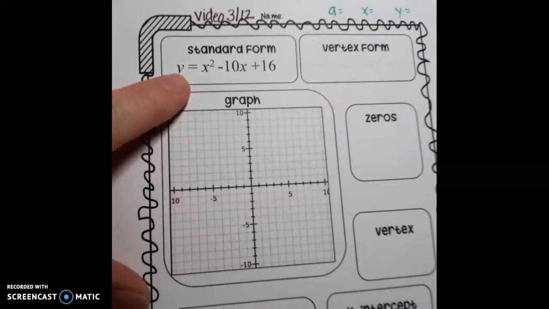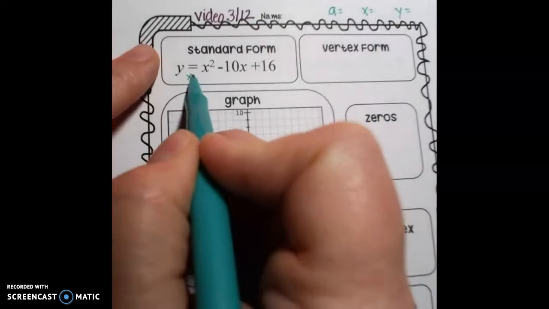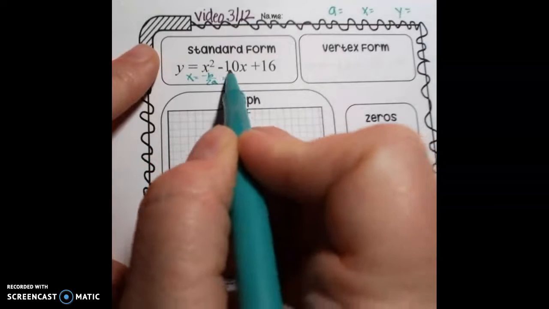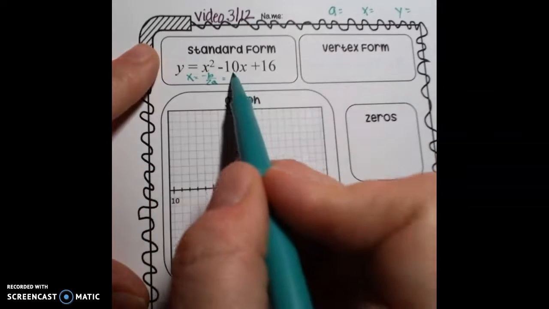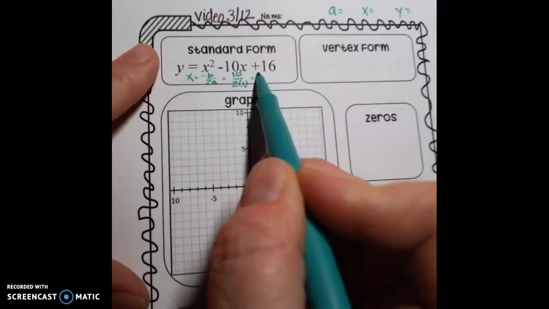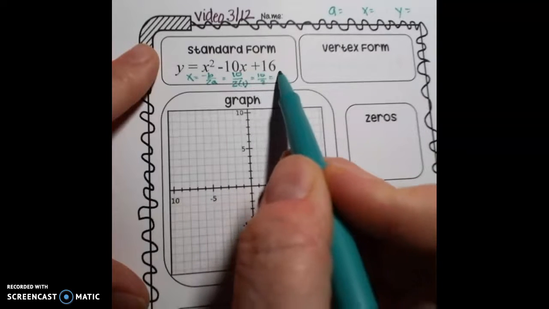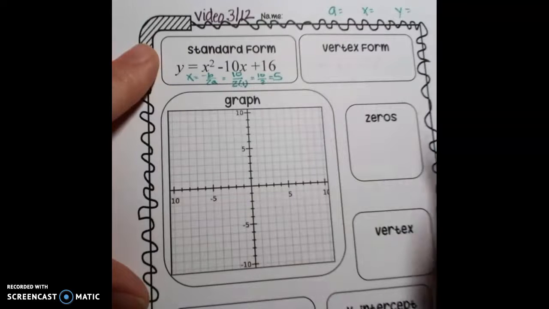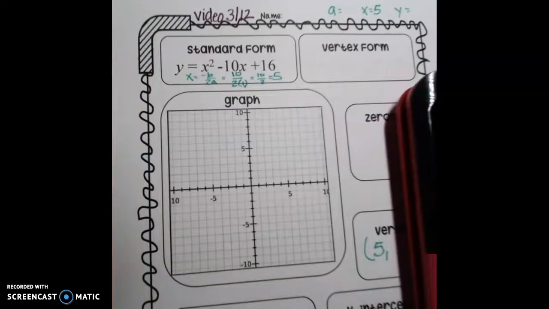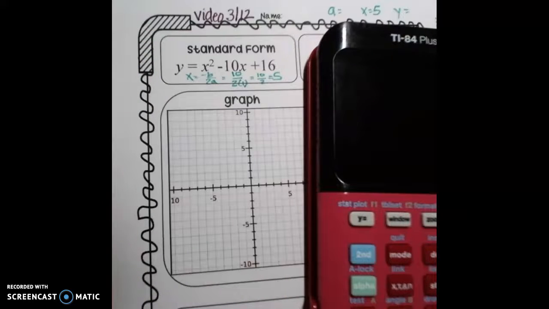So to find the x value of the vertex, remember it's negative b over 2a. b is negative 10. So that becomes positive 10 over 2 times 1 for a. So 10 divided by 2 equals 5. So the x value of our vertex is 5. I'm going to go ahead and put it down here because I'm going to use that in a minute. And we can plug 5 into our equation.